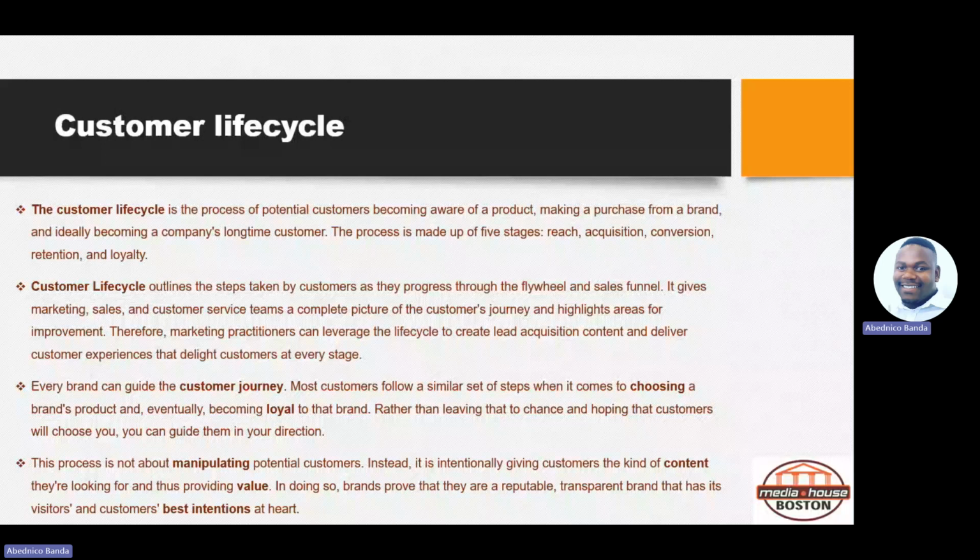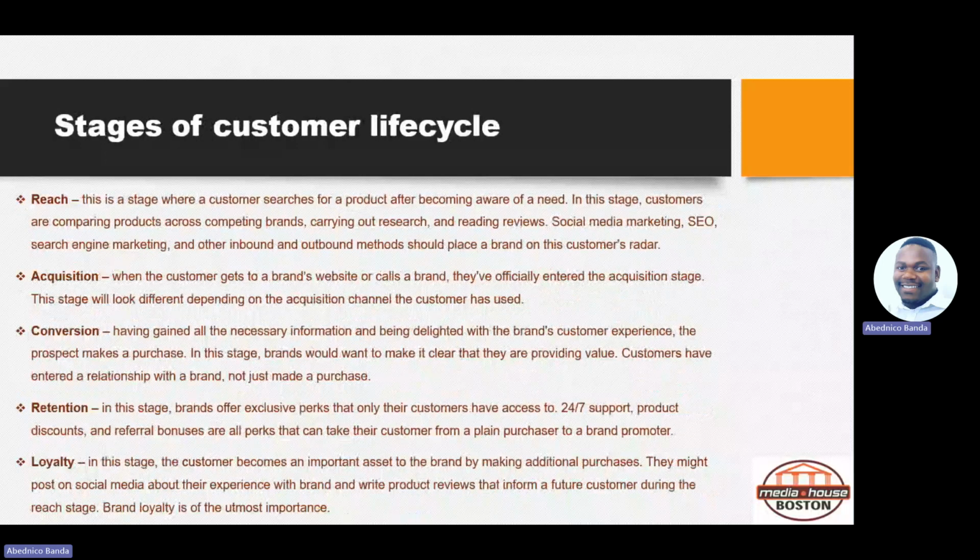This is not manipulation, by the way. This process is not about manipulating potential customers. Instead, it is intentionally giving customers the kind of content they are looking for, and thus providing value. And in doing so, brands prove that they are a reputable, transparent brand that has its visitors' and customers' best interests at heart. So these are the 5 stages of the customer life cycle.